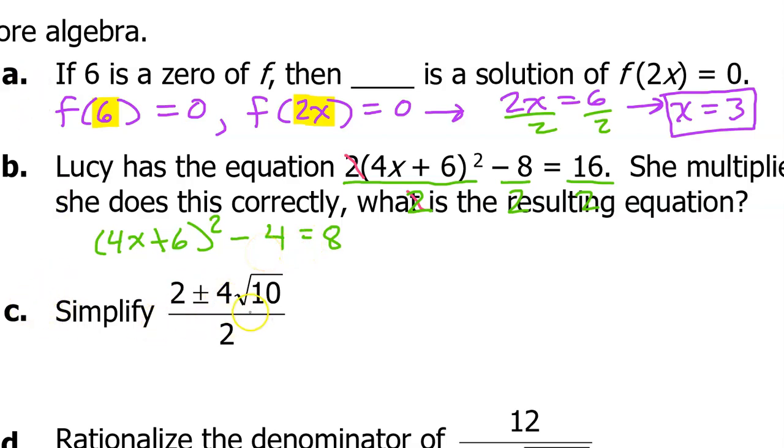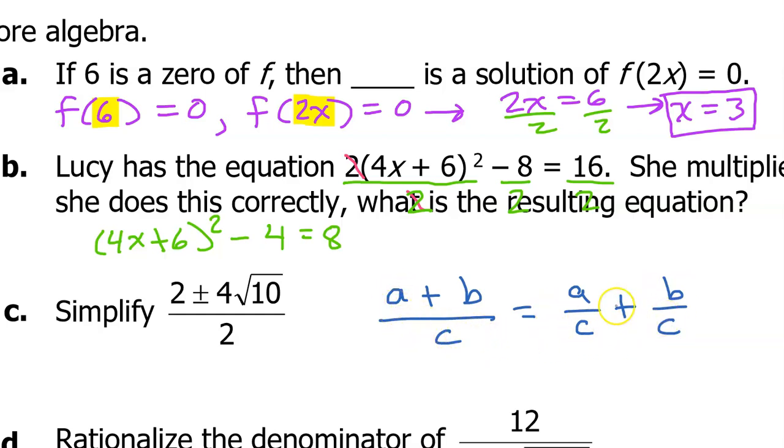Part C, we need to simplify this. A concept that will come up very frequently, I think of as a plus b divided by c. You can separate this into 2 separate fractions. This would be the same as a over c plus b over c. So you can use division to separate this into 2 separate fractions. So definitely get comfortable with that.